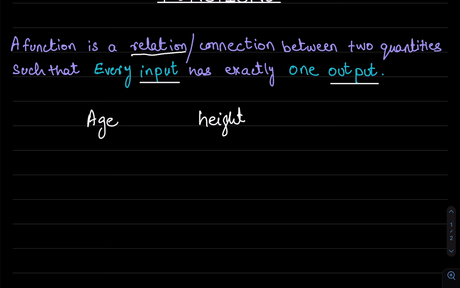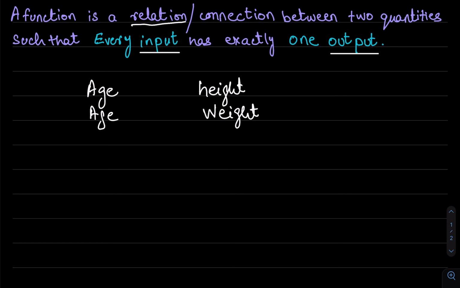Another example would be your age and your weight, right? And another example, a more mathematical example, would be the area of a circle and the radius. Well, obviously, if you take the radius to be bigger, the area of the circle is going to be bigger, and if the radius is smaller, the area is going to be smaller as well. And so these two quantities, these two numbers, are related to each other.